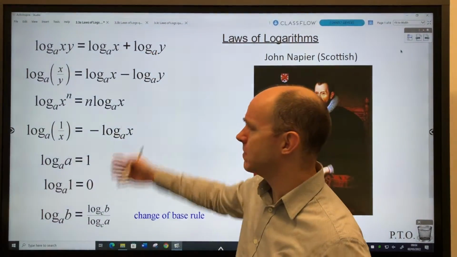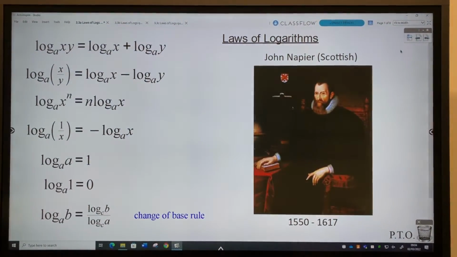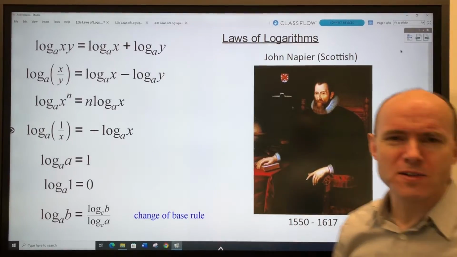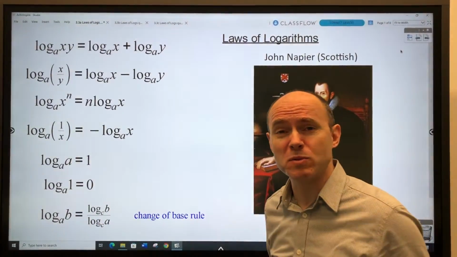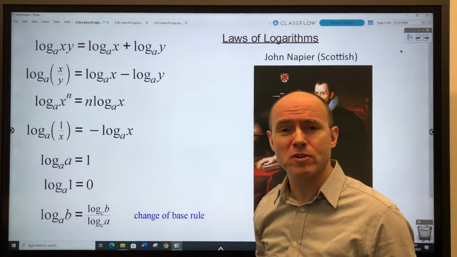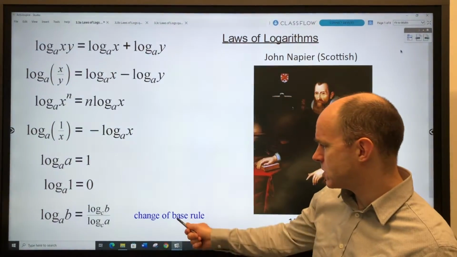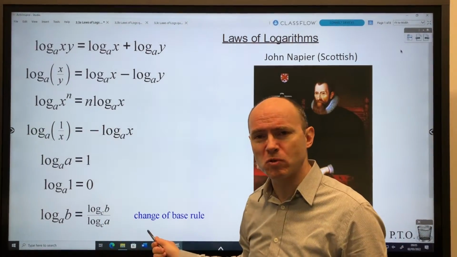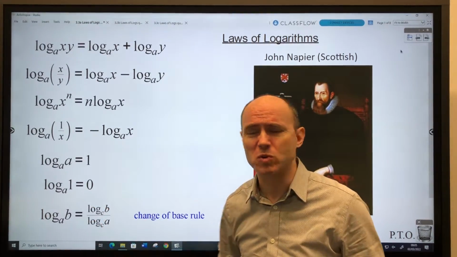I've just listed them, here they are. If you want to get a screenshot of that, here you go, because I've included a nice picture of John Napier himself, the one credited with inventing logarithms, of course. I'm going to talk you through these laws of logarithms and give you some examples of how they work. Just notice this one, it's called the change of base rule. It's a particularly special rule which I'll come to towards the end.